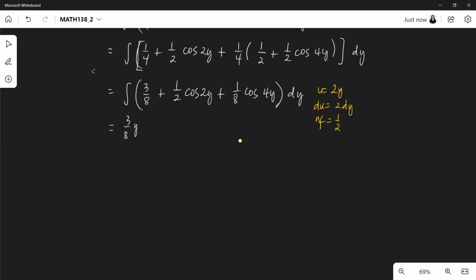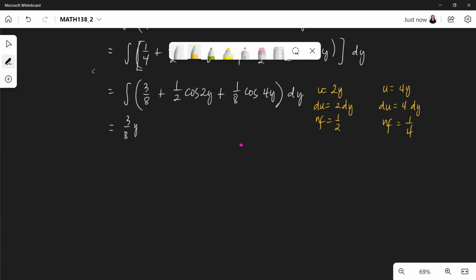Take note, this is not the neutralizing factor. It's 1/2 times cosine 2y. So we'll evaluate the integral of cosine 2y. We need a 1/2, so we need to multiply this 1/2 with another 1/2. And then for the third term, u is 4y, so du is 4 dy. So we need a neutralizing factor of 1/4.